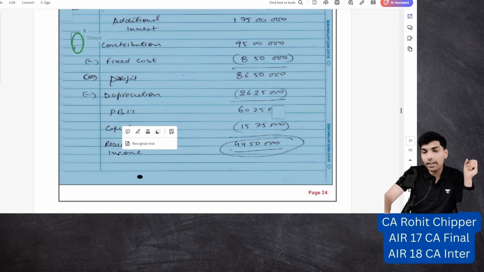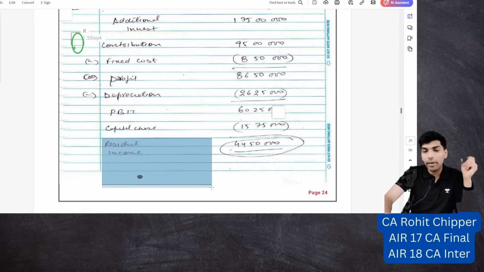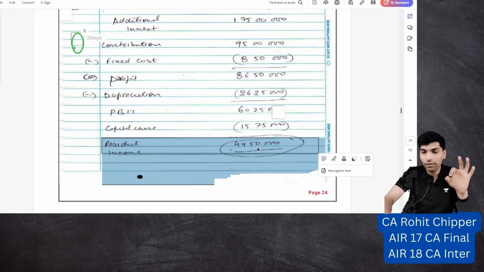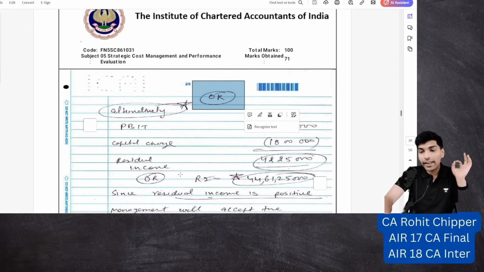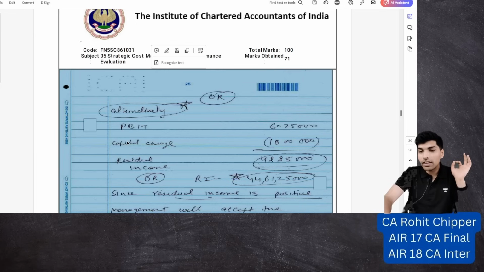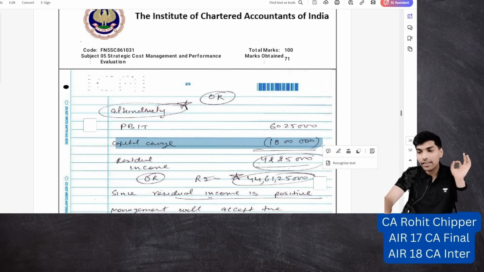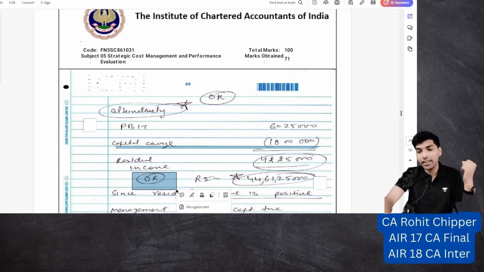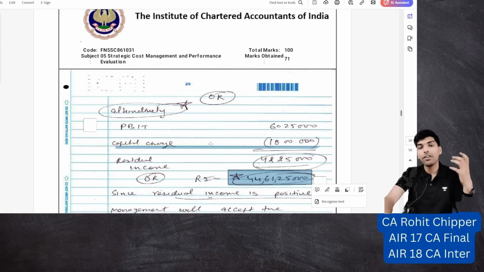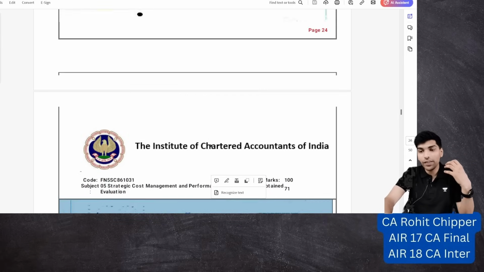So there was some confusion going on in my mind. What I did was, first I calculated my answer by including everything, which is 44,50,000. Then I gave an OR, and calculated the answer again. The only change is that the capital charge is different this time, so my final answer is also different. So this was my second alternative. Then again I had one more doubt, so I calculated the answer again and gave the alternative, OR 44,61,250. So I have given the answer three times for the same question.